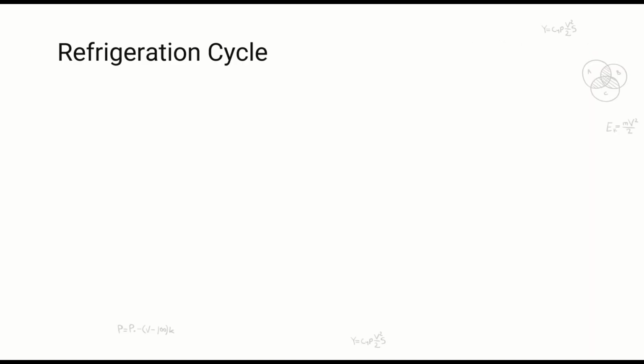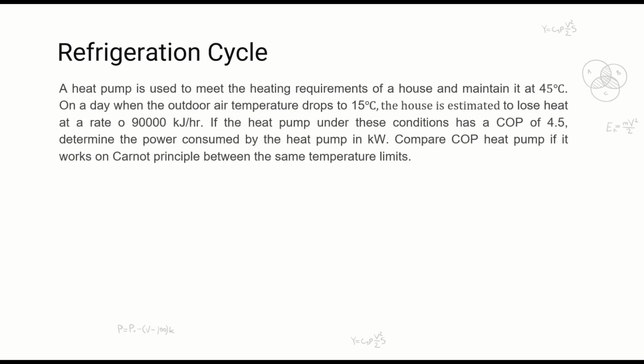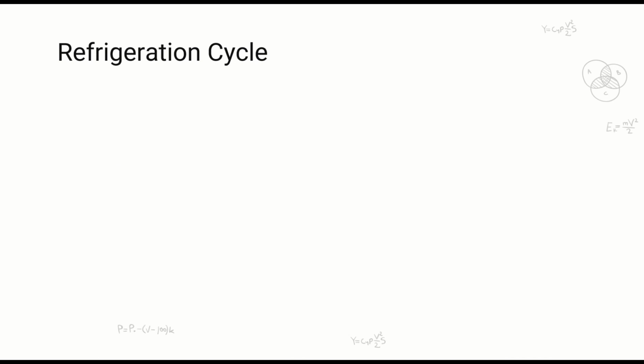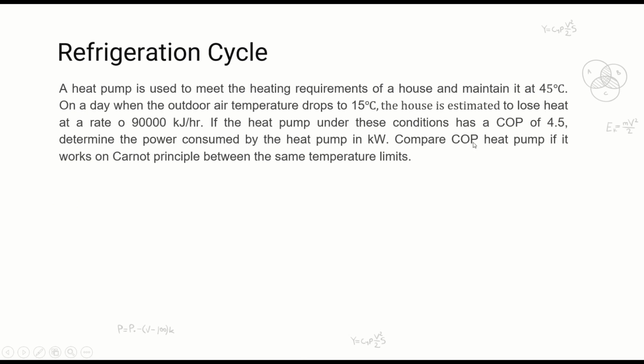Refrigeration cycle problem number 2. We have a heat pump used to meet the heating requirements of a house and maintain it at 45 degrees Celsius on a day when the outdoor air temperature drops to 15 degrees Celsius. The house is estimated to lose heat at a rate of 90,000 kilojoules per hour. If the heat pump under these conditions has a coefficient of performance of 4.5, determine the power consumed by the heat pump in kilowatts. Compare the COP of the heat pump if it works on the Carnot principle within the same temperature limits.